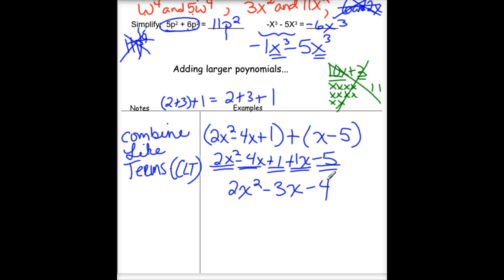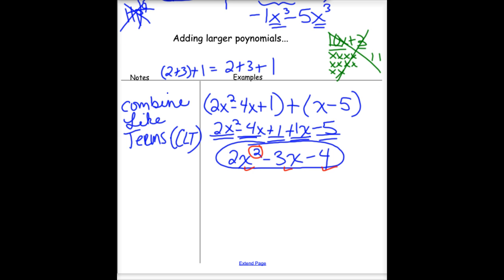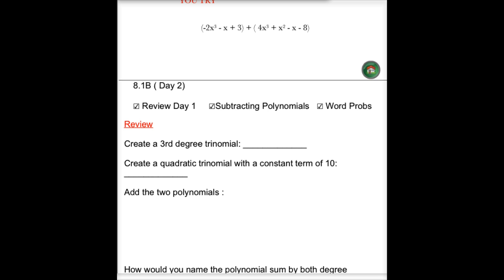Now let's add some vocabulary to this. I challenge you to, next to this, name it based on its degree and number of terms. Pause this and write that down. What is it? Second degree would be called a quadratic. 1, 2, 3 terms: trinomial. Okay, let's just go right to this page. I would pause this and try, and then come back, turn it on, and check it. And then we are done with 8-1, day 1.